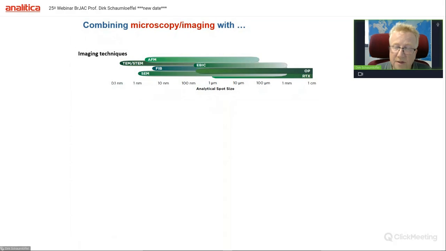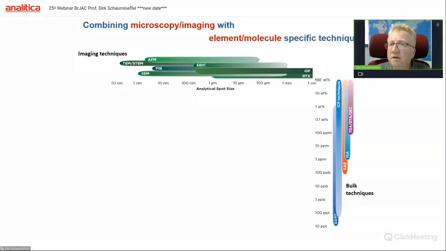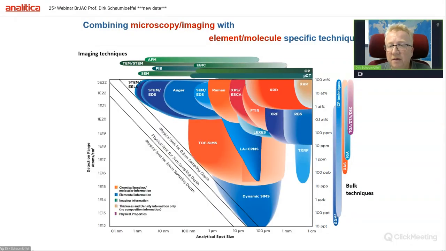For example, there are a lot of combinations and also techniques possible simply by combining microscopy or imaging with element or molecule-specific techniques, like, for example, bulk techniques like ICP techniques. And in the middle, there are a lot of techniques possible. I cannot talk about all these techniques, but only a few examples. We are already talking about laser ablation ICPMS. We are talking about scanning transmission electron microscopy with an EDS or XEDS detector.